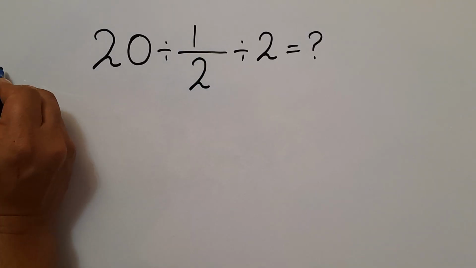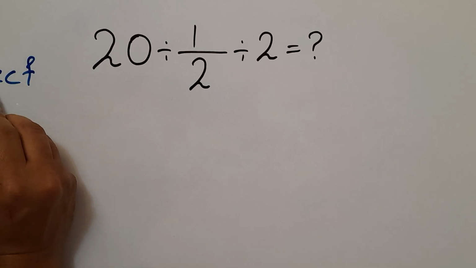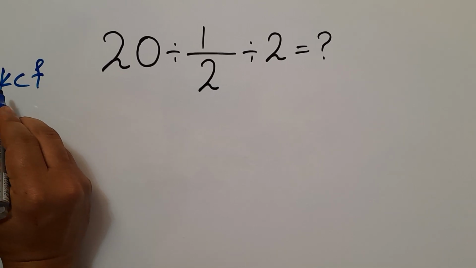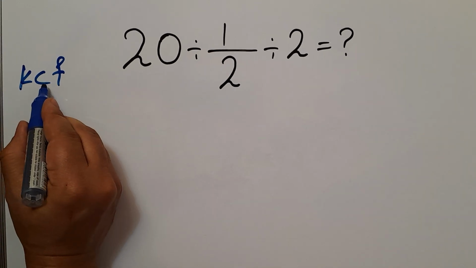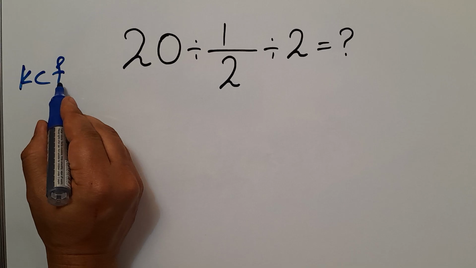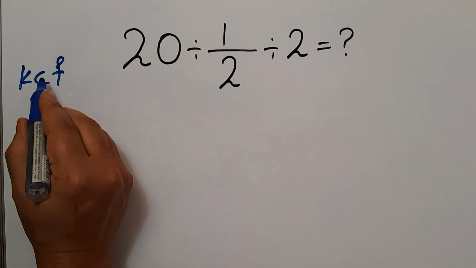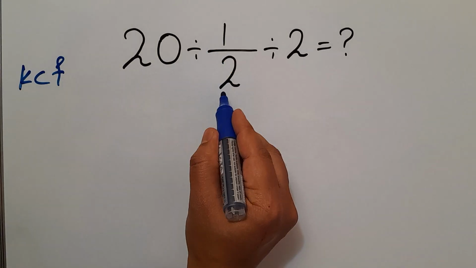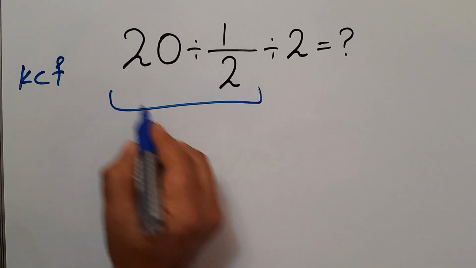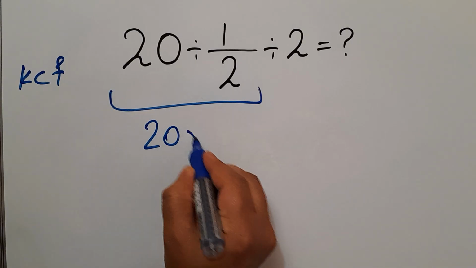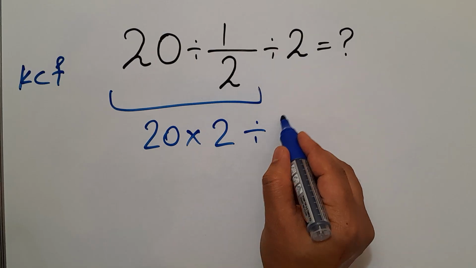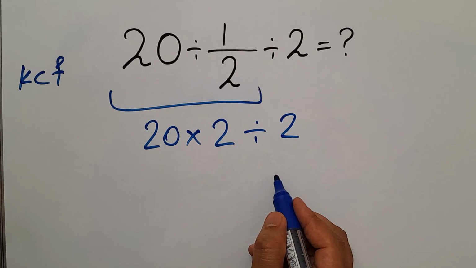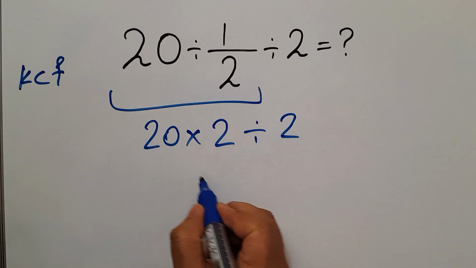According to the KCF rule, K stands for keep, C stands for change, and F stands for flip. According to this rule, 20 divided by 1/2 can be written as 20 times 2, then divided by 2. Here we work from left to right.